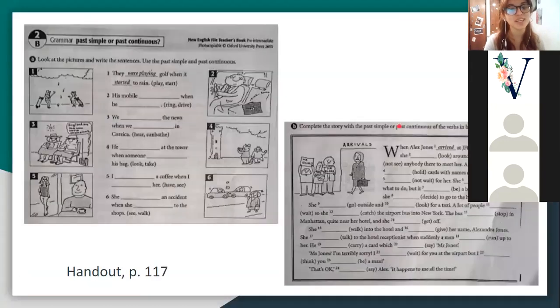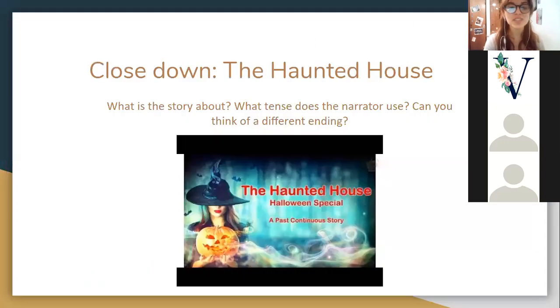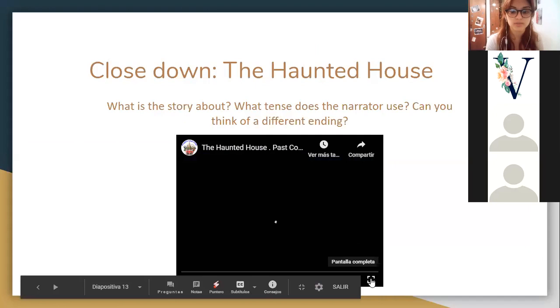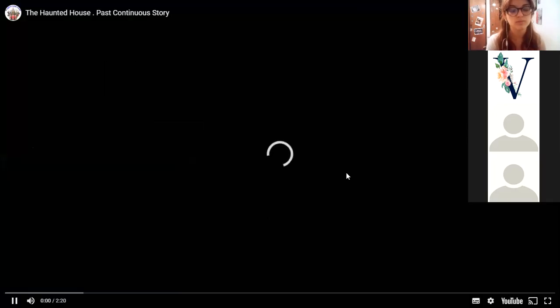Look at everything we have, guys. And today we are going to hear a story as an ending. This story is called The Haunted House. We will watch the video now, and I want you to pay attention to the tenses, to what happens in the story, and I want you to think of a different ending. We will talk about it when the story finishes. So let's see. It's a short one.